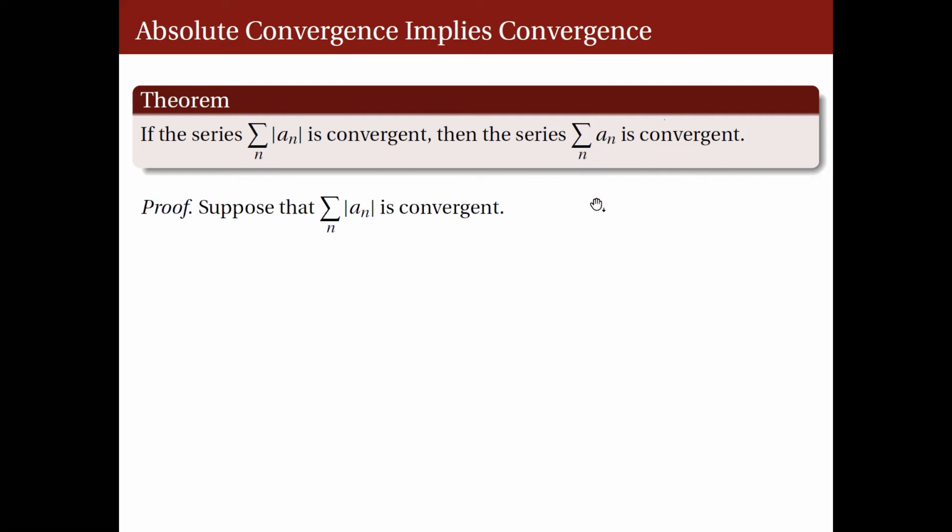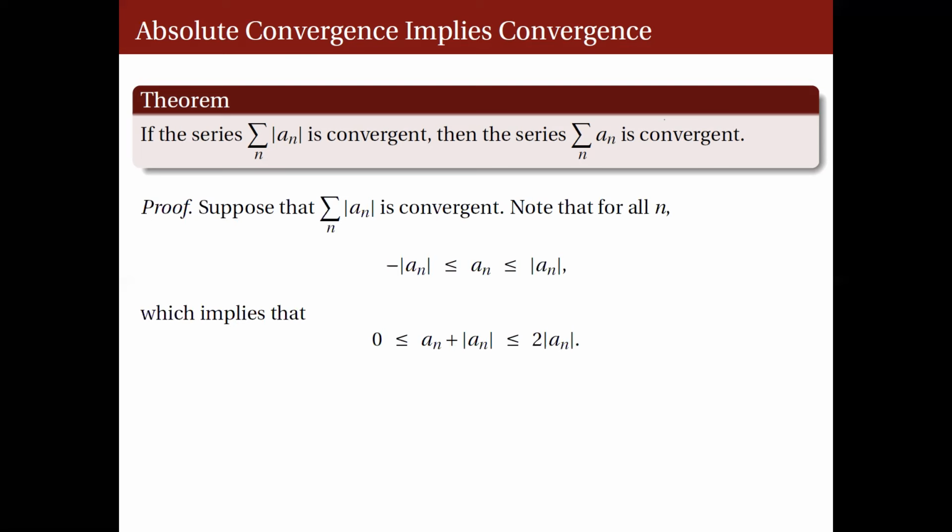So to show this, note that this statement is true for all n. a sub n can be positive or negative. It is always between minus absolute value a sub n and absolute value a sub n. Next, we add absolute value a sub n to all sides, in all sides. No? Meron kang 0 on this side, a sub n plus absolute value a sub n sa gitna, twice absolute value a sub n sa rightmost.